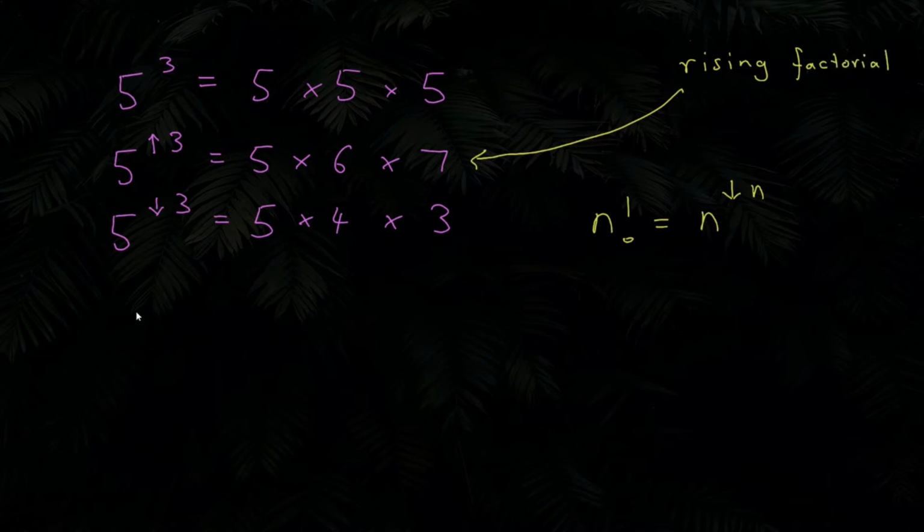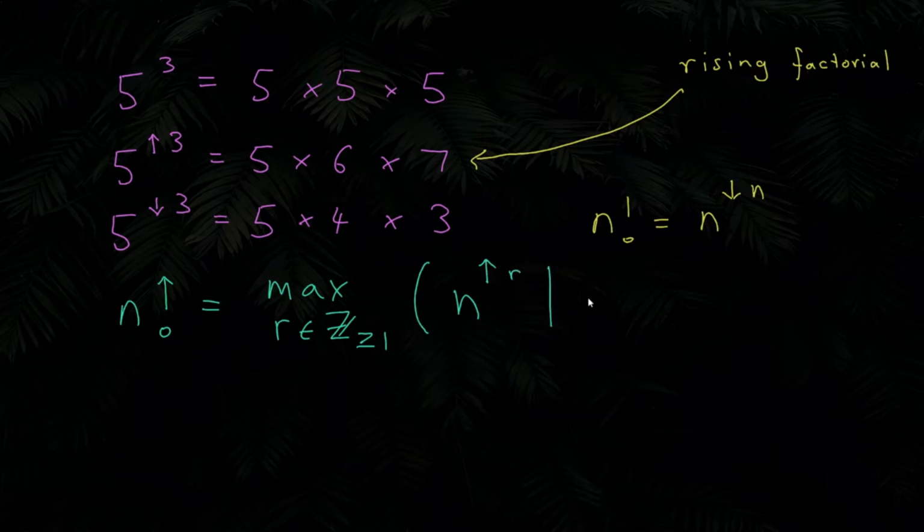So we'll proceed as follows. Let's define that n pop factorial equals the maximum number, call it r. It's got to be a whole number, so I'll write r in the whole numbers, z greater than or equal to 1, for that, with the property that n rising factorial r is a factor of n factorial.